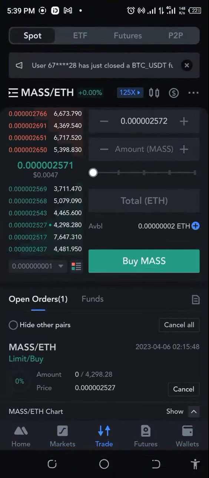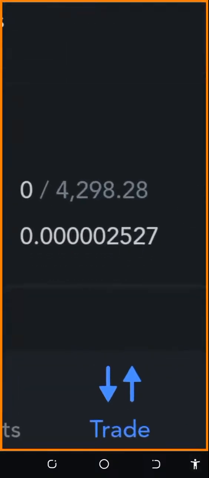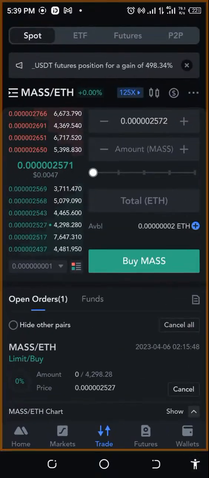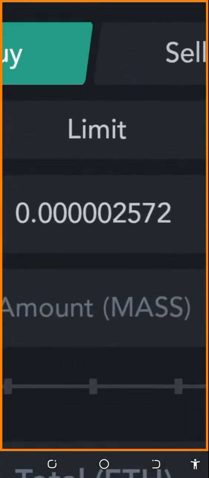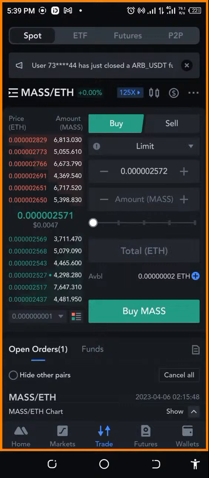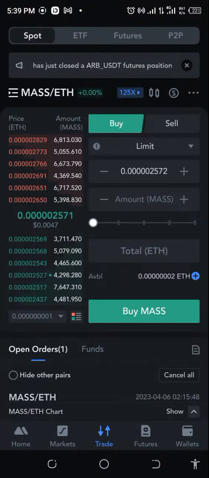As you can see, we fixed the price for us to buy it at 0.00002527. Look at the price right now. The price right now is 2572. Well, it looks like we've been stuck. It's been up and down, going to 2550, 2540, 25. It's just been hovering. So I'm not sure.